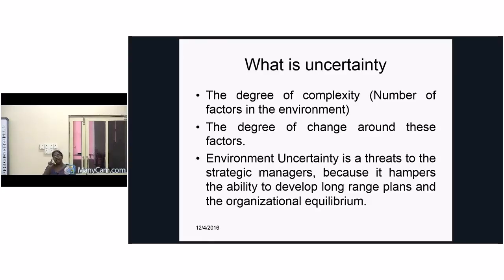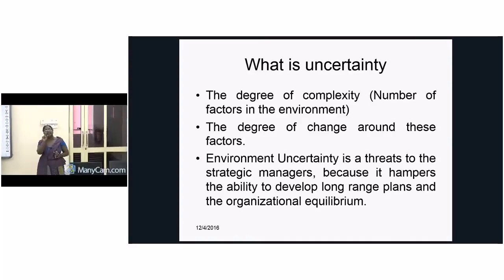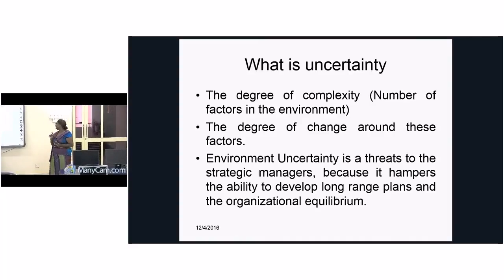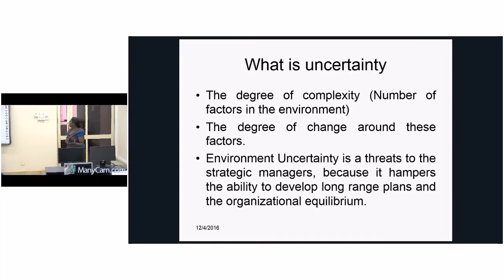So in determining the uncertainty, there are 2 criteria. One is the number of factors in the environment and the other is the degree of change of these factors. So uncertainty is the degree of complexity and degree of change. Complexity is the number of factors, and change is the concurrent changes around each of these factors.